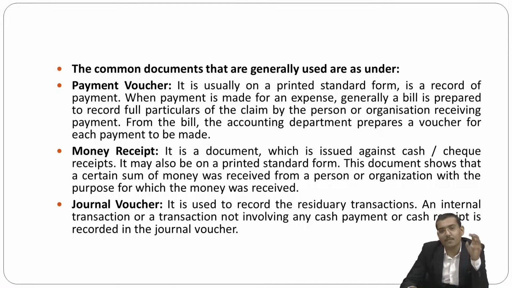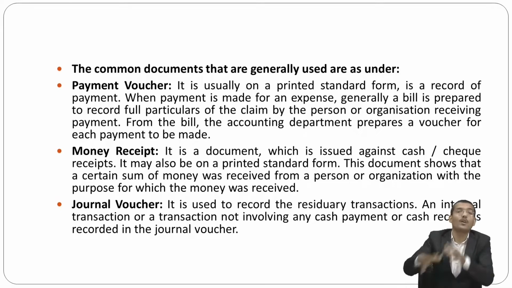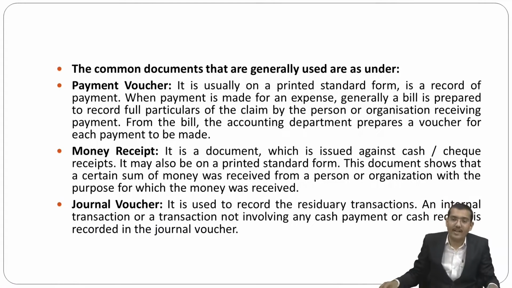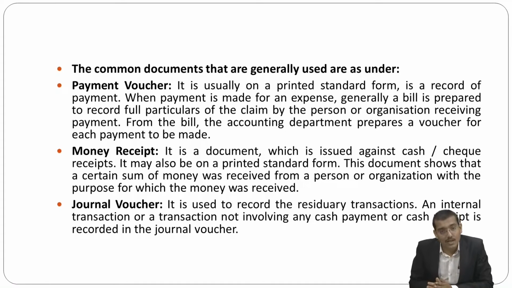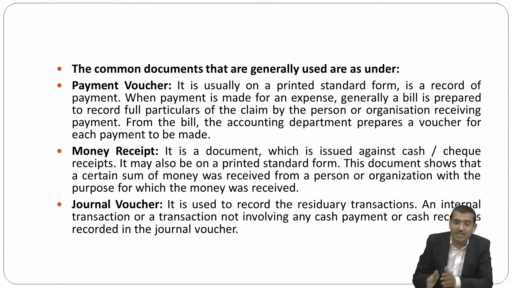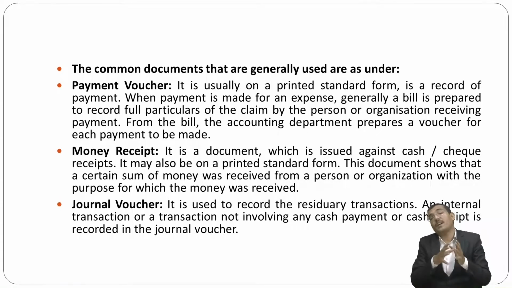When a payment is made for an expense, generally a bill is prepared to record full particulars of the claim by the person or organization receiving the payment. From a bill, the accounting department prepares a voucher for each payment to be made. This, my dear friend, is ultimately defined as a clear and systematic record system.